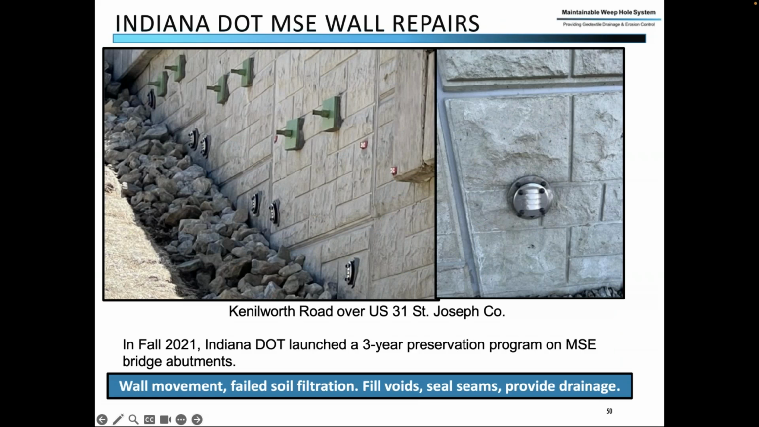We do work with MSE walls. Indiana DOT has a number of walls that were all built around the same time, 29 years ago, and they all have the exact same failure point. So they're going through and fixing the walls, sealing up the joints where they were getting the soil fines passing, and then putting units in order to drain the water out.